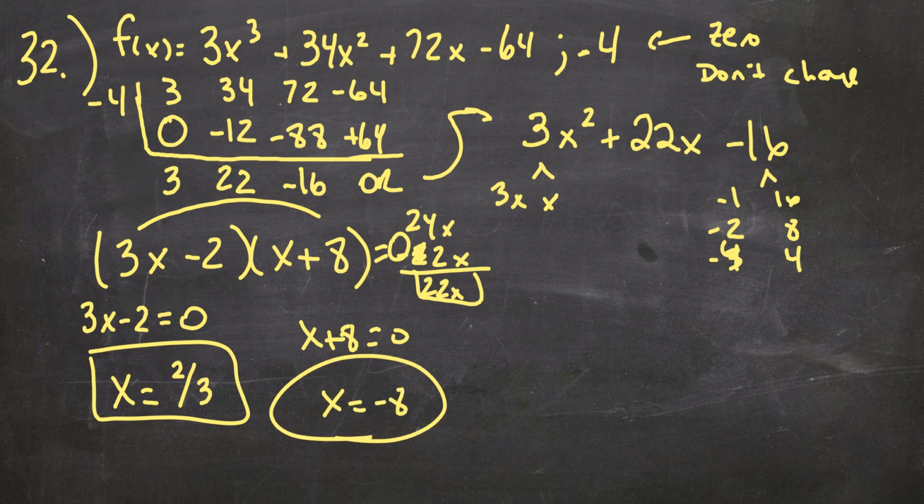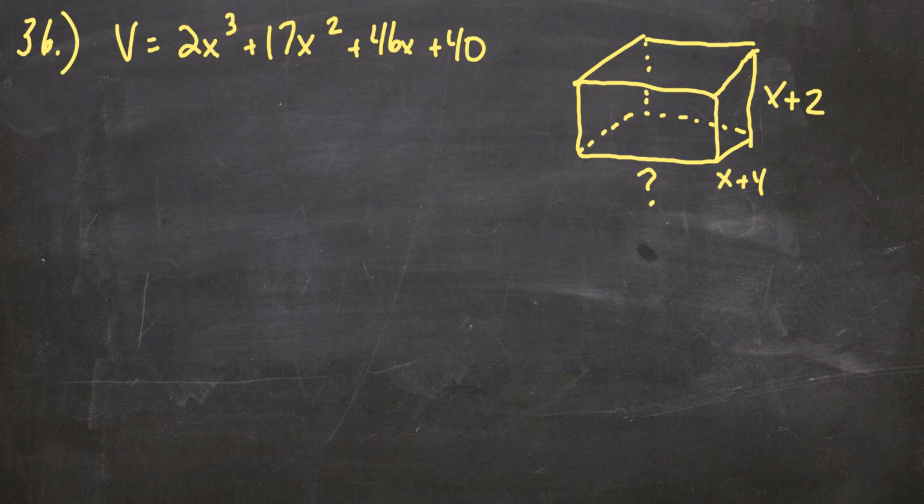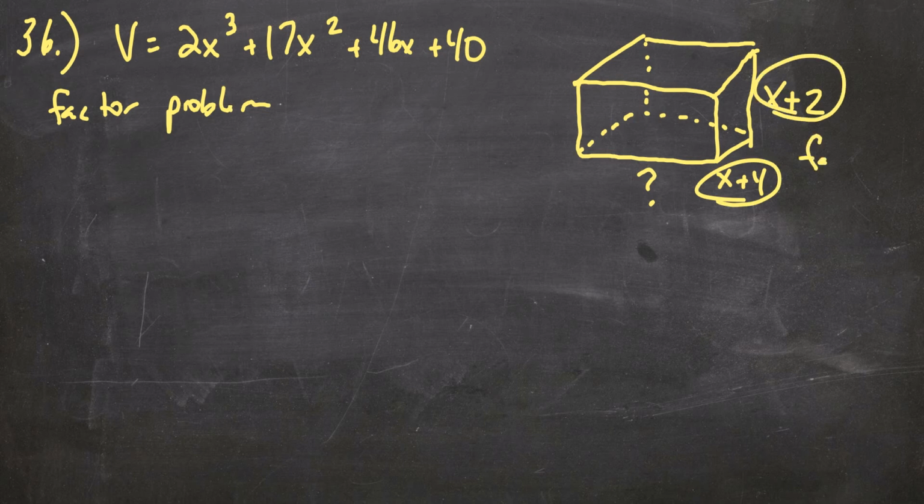And that's it. Alright, so 36, we have a rectangular prism. I know 2 of the sides. I want to find the third. So you can use division to find the third side. It's basically kind of like a factor problem, and these are in factor form.